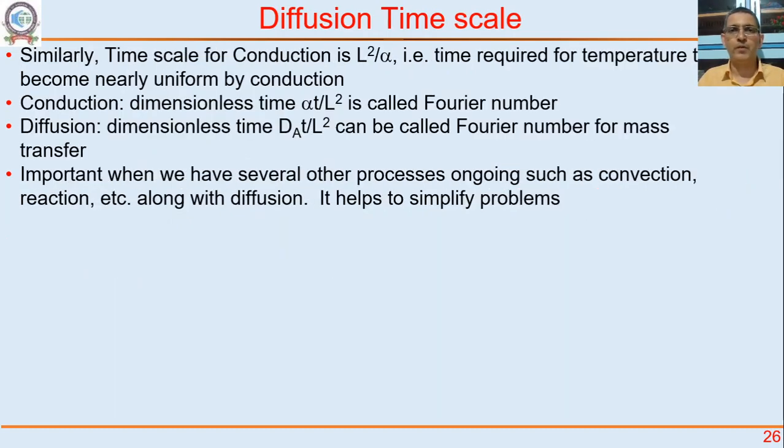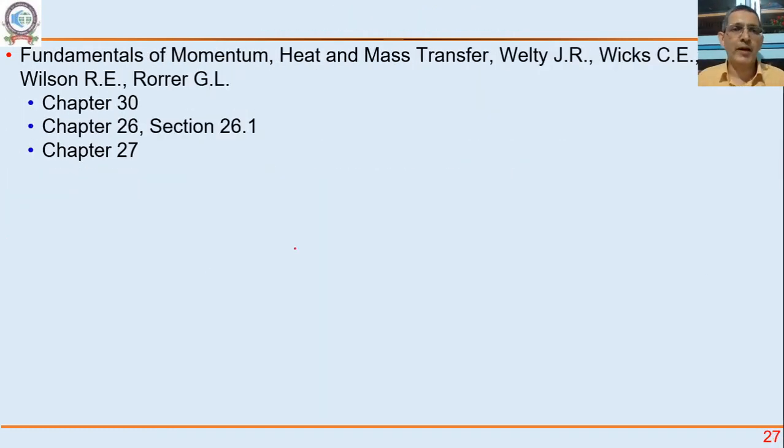Whatever we have discussed so far is from this book for you to read. In Chapter 30, we talked about different kinds of mass transfer coefficient scenarios. Chapter 26, section 26.1 tells you about Fick's law, diffusion of A through stagnant B. Chapter 27 talks about unsteady state diffusion and diffusion time scale and so on.